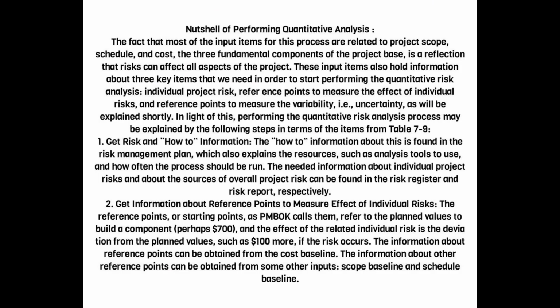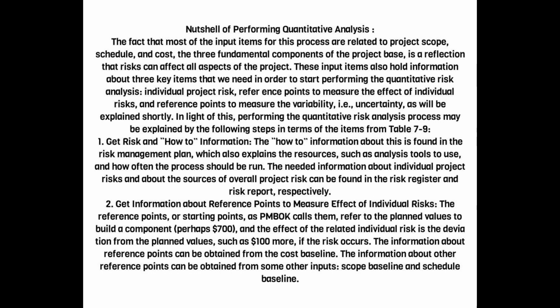The fact that most of the input items for this process are related to project scope, schedule, and cost, the three fundamental components of the project base, is a reflection that risks can affect all aspects of the project. These input items also hold information about three key items that we need in order to start performing the quantitative risk analysis: individual project risk, reference points to measure the effect of individual risks, and reference points to measure the variability, i.e., uncertainty, as will be explained shortly.